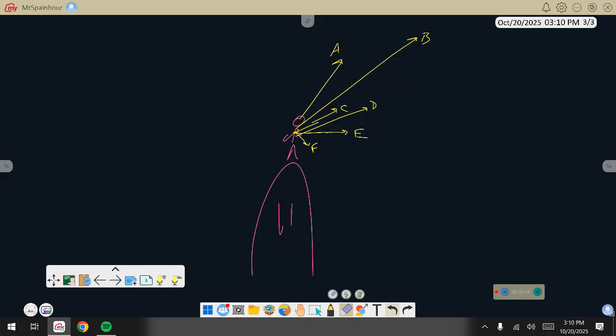Two of these will hit the ground at the exact same time. Which ones are they and why? I'll try to redraw it over here too, not on the board here.